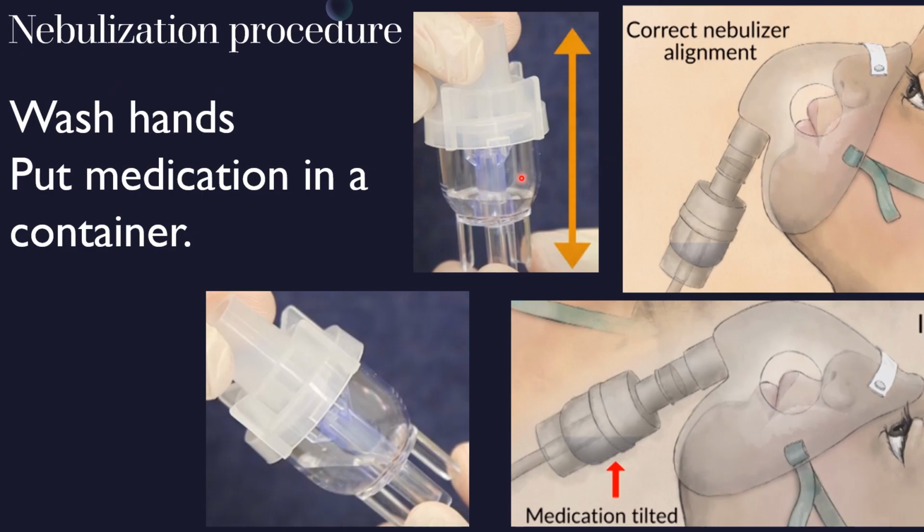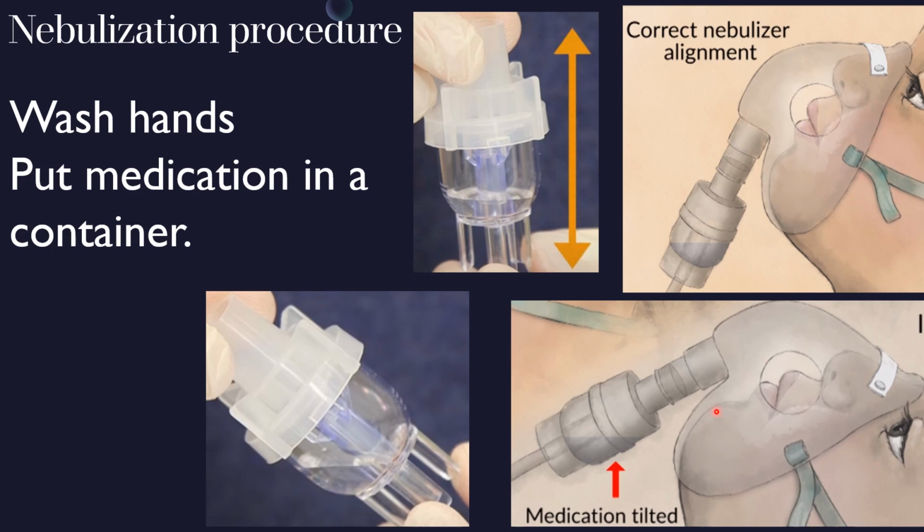Before starting nebulization, hand wash is necessary. After washing hands, put medication into a container. The patient who will be nebulized should be in the sitting posture. The best posture for nebulization is the sitting posture. If the patient is bed bound, then he should be elevated on the bed at a 45 degree angle.